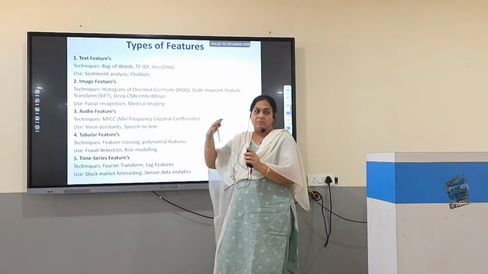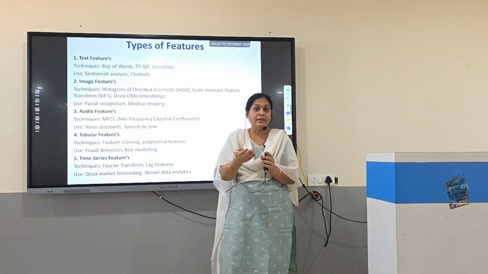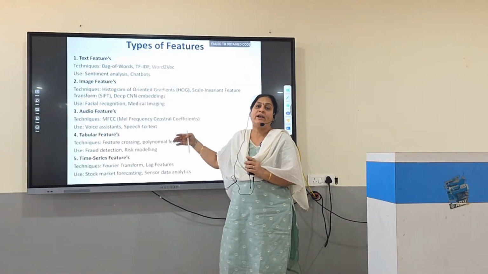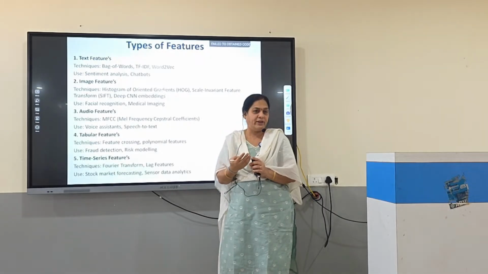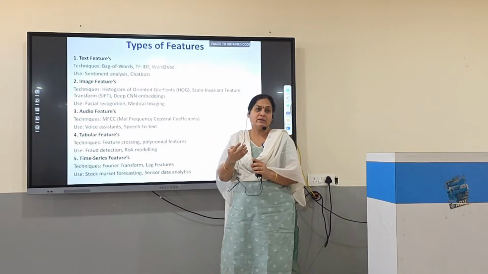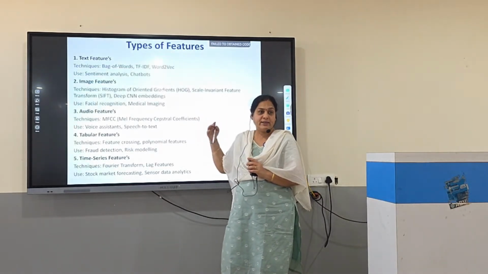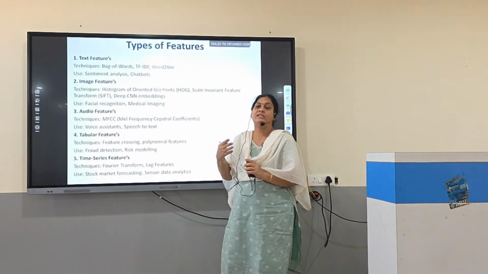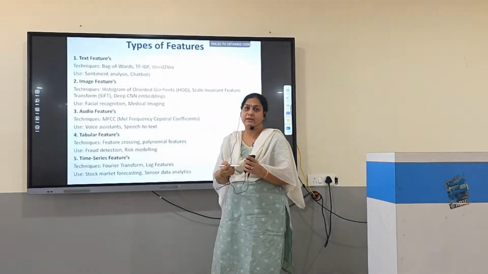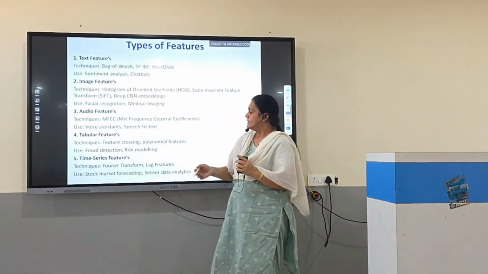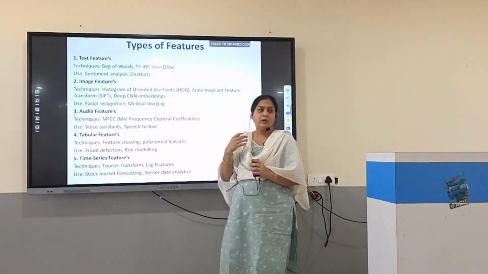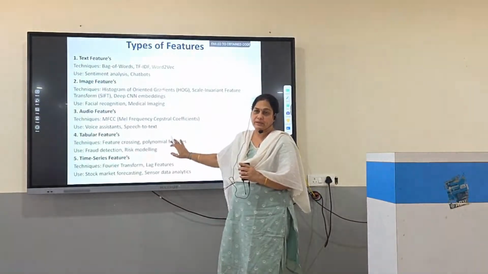So based on what type of data you are going to work with, you may have to identify what techniques are required in order to get the features from that type of data. Why are we learning this? Depending on what type of data you are going to work with, you have to identify these techniques to get the features from that data. Tabular features means just a table. The data is in the form of a table. This is general, like fraud detection, risk modeling, or price prediction. Most of the data is in this form, right?